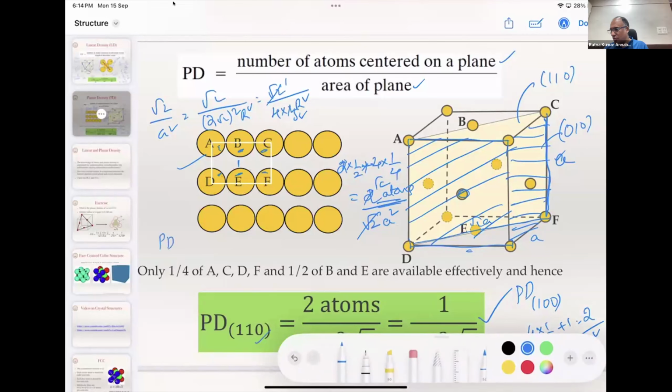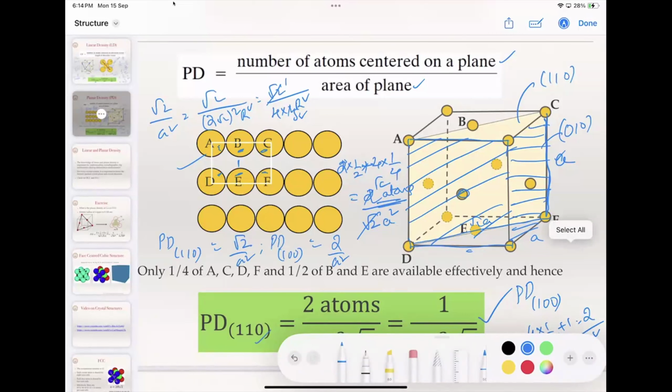PD of 110 is how much? Root 2 by A square. PD of 100 is how much? 2 by A square. 2 by A square is definitely higher. So which one has higher planar density? 100. Can you find out the planar density of 111?